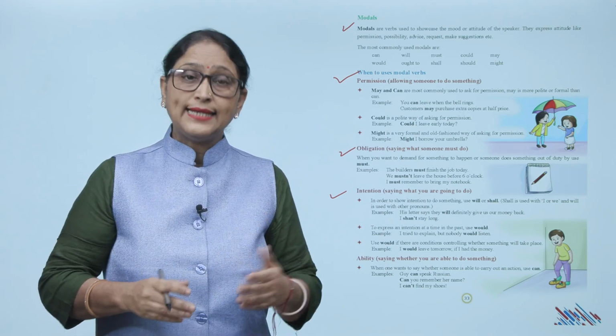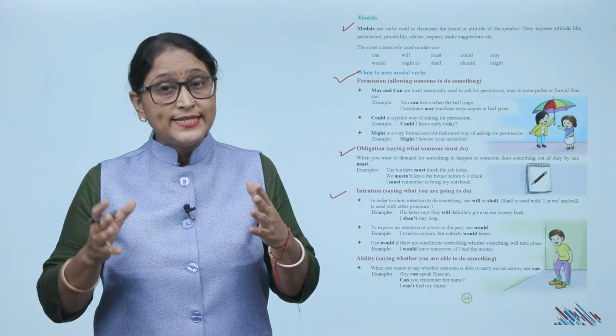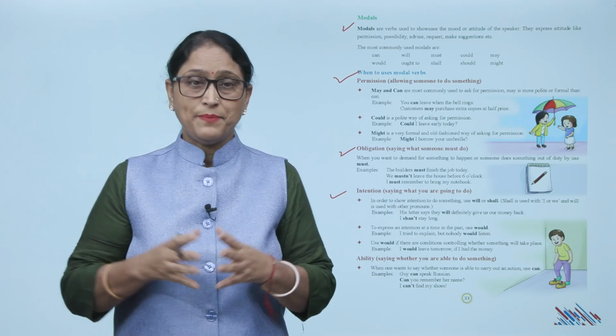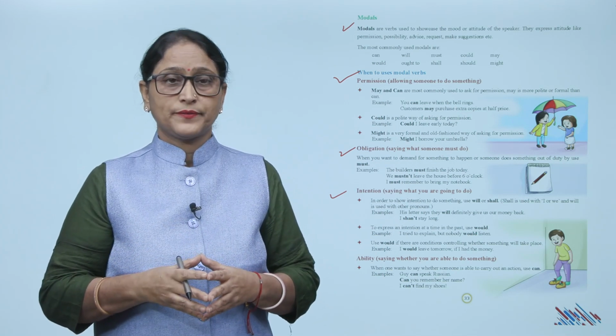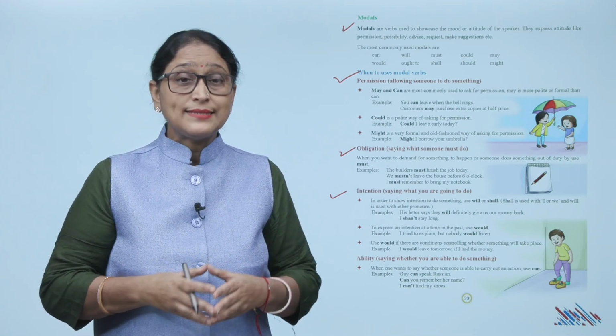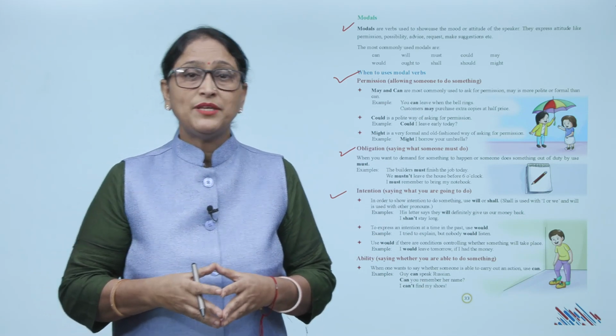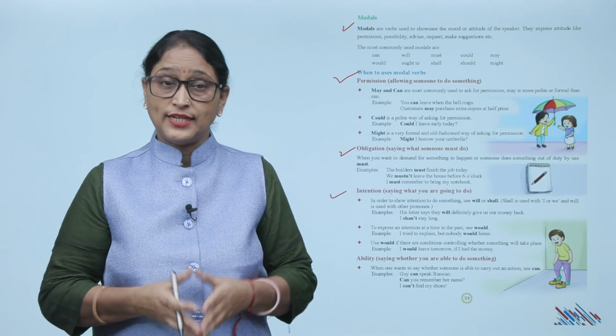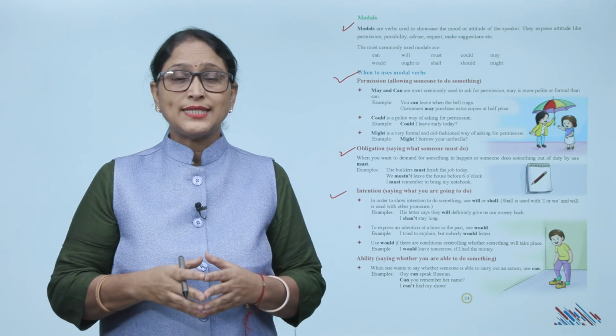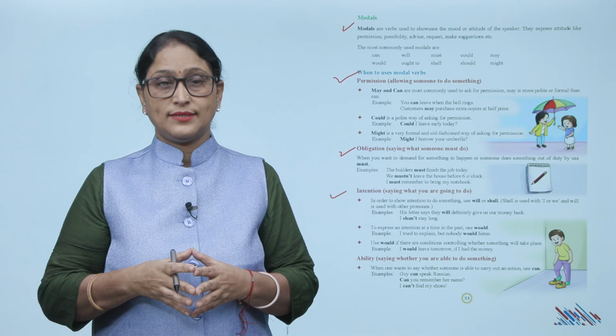Examples, his letter says they will definitely give us our money back. I shan't stay long. To express an intention at a time in the past, use would. Past के लिए would का use करेंगे. Example, I tried to explain but nobody would listen.